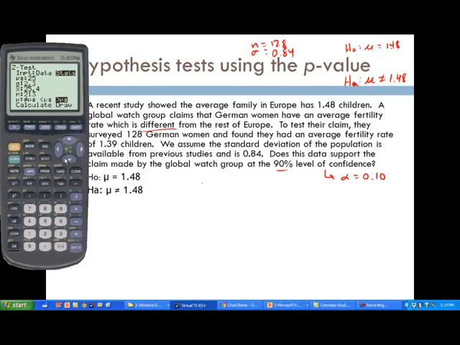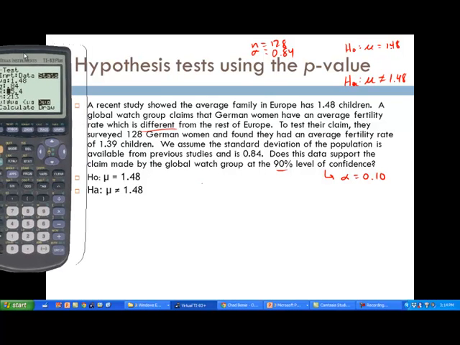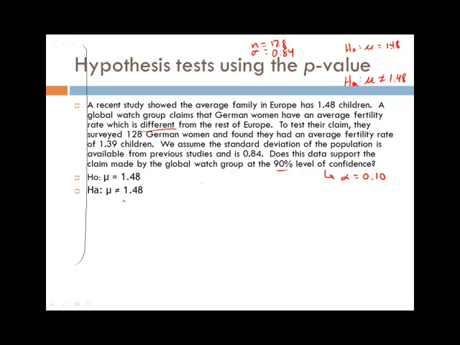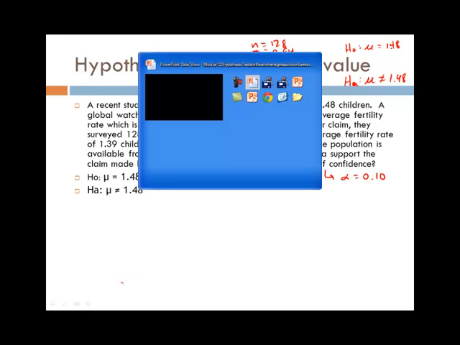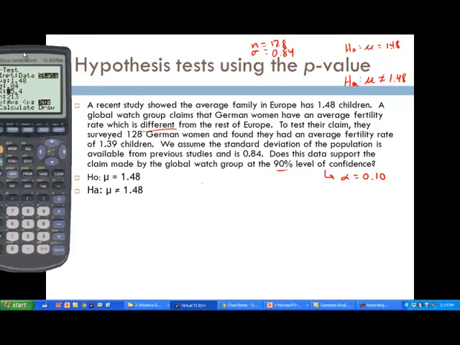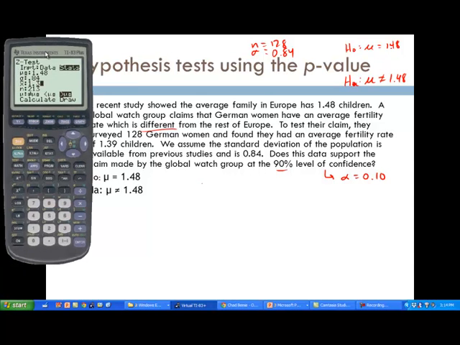of 1.48 for mu. Sigma is 0.84. The x bar is 1.39. And n is 128. And here we're going with a two-tailed test because it's a not equal to sign, so calculate there.